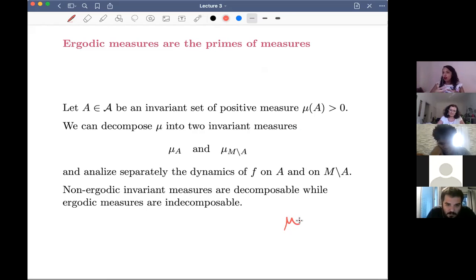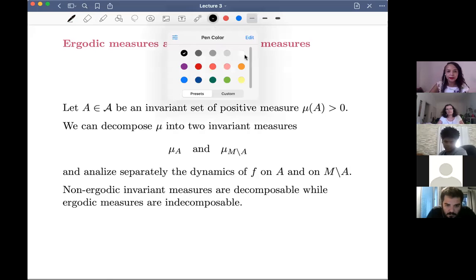They are the smallest ones; they cannot be decomposed. You cannot divide them into pieces of invariant measures. And to write any invariant measure, you can use ergodic measures. So this is a very good analogy with primes, because the ergodic measures are for the invariant measures what the prime numbers are for the integer numbers. It's a nice analogy that I believe was made by Corinna Ulcigrai.